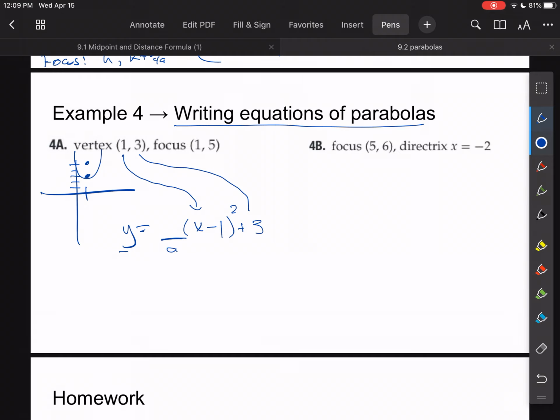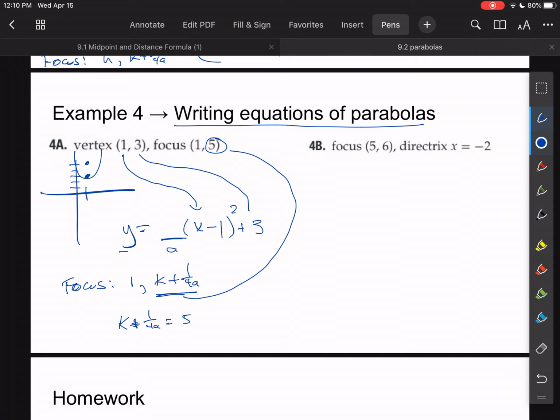So to find the a value, I can use my equation for my focus. The x value is going to remain the same. So for my focus, the x value will remain h, which is 1. But then for the second part, it'll be k plus 1 over 4a, and the a is what I'm trying to find. This whole thing has to be equal to 5, so I'm just going to set it equal to 5.